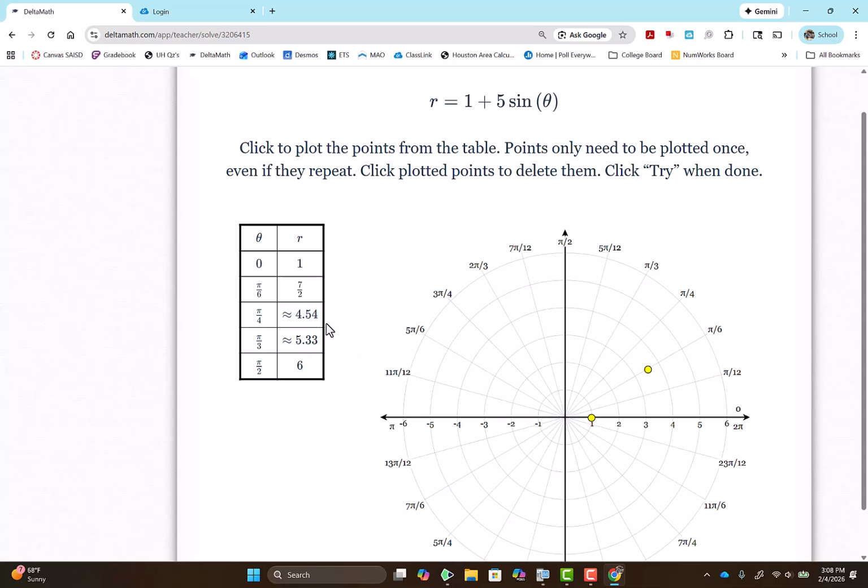Pi over 4, 4.54. So pi over 4, here it is. 1, 2, 3, 4.54 right there. And then pi over 3, 5.33. Pi over 3, 1, 2, 3, 4, 5.33. So like right there. And then pi over 2, 6. 1, 2, 3, 4, 5, 6. Point. And there it is.